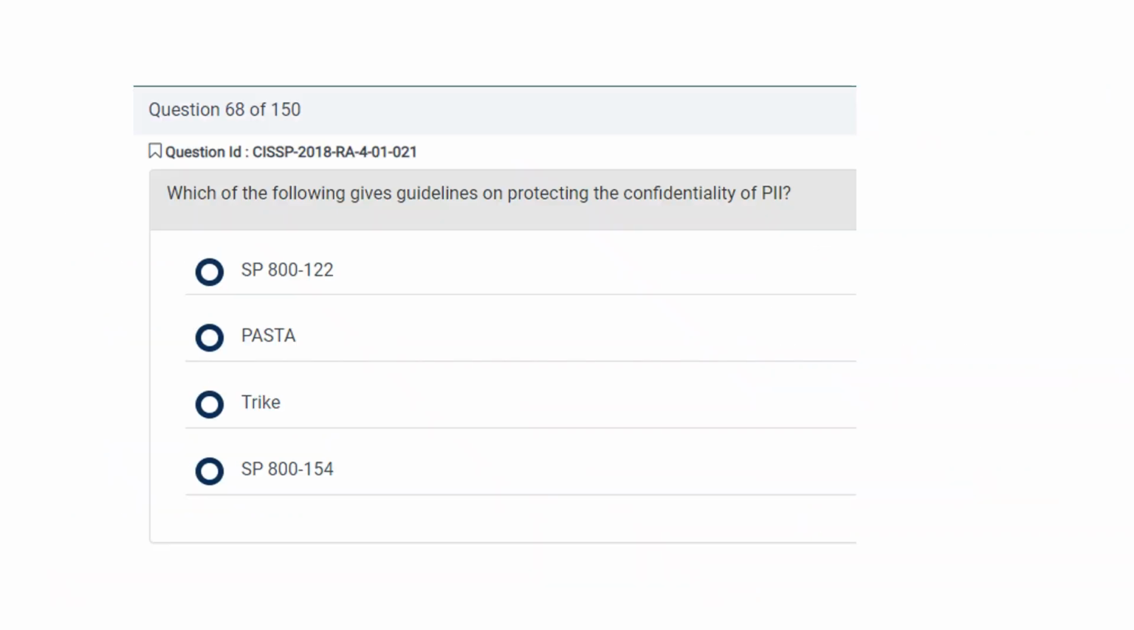Question 68. Which of the following gives guidelines on protecting the confidentiality of PII, or personally identifiable information? SP 800-122, PASTA, TRIKE, or SP 800-154?